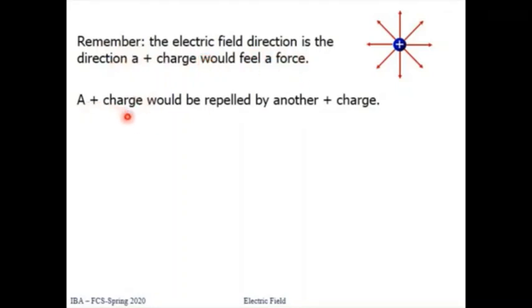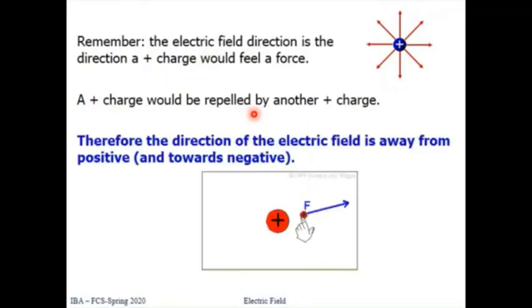A positive charge would be repelled by another positive charge. So therefore we can define the direction of the positive charge here. Let's suppose we have a positive charge in space, and in the previous slides we learned that the line of forces is evolving from this positive charge in all directions. It starts from this positive charge and goes in the outward direction.